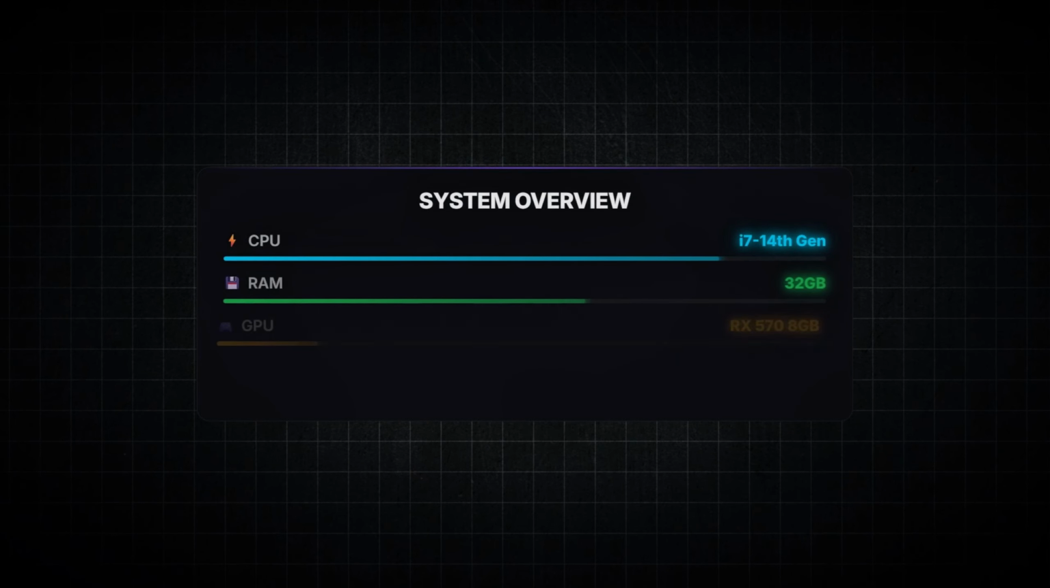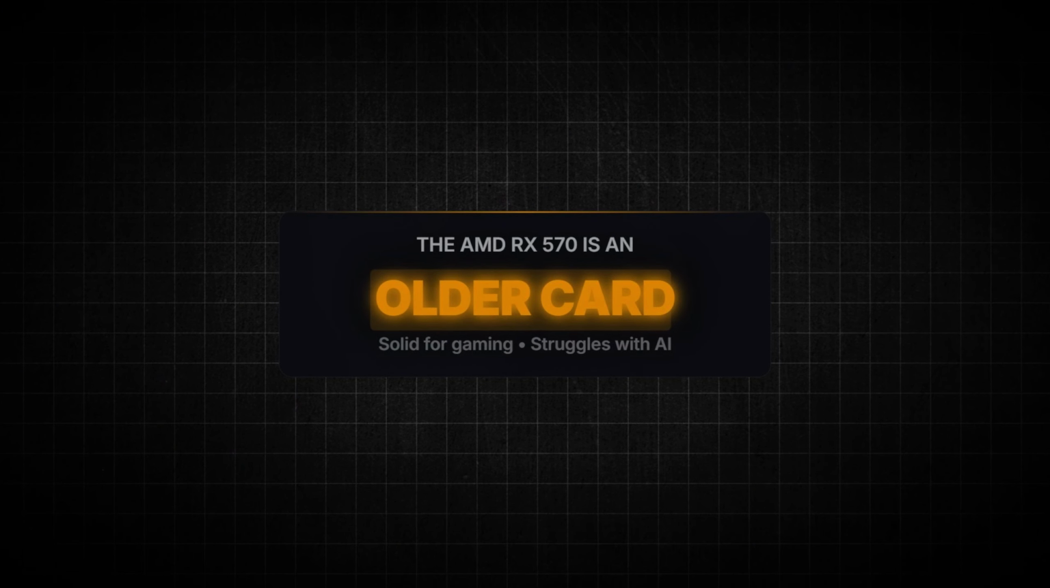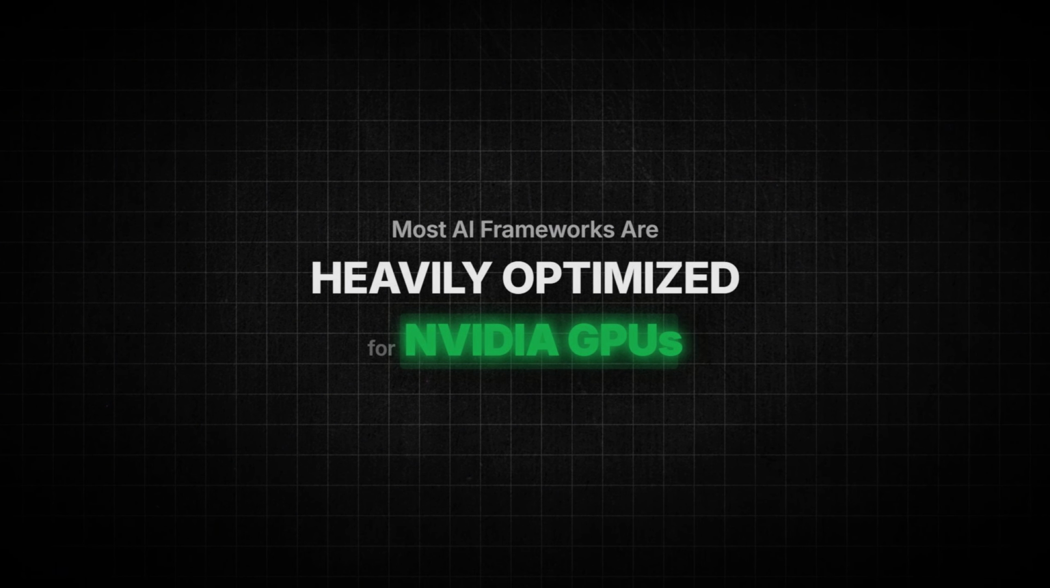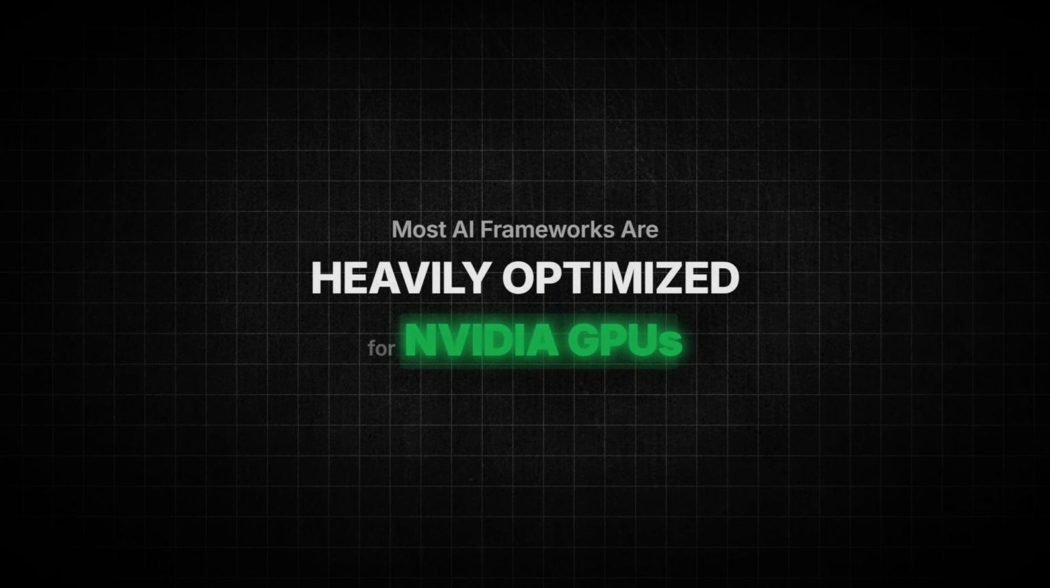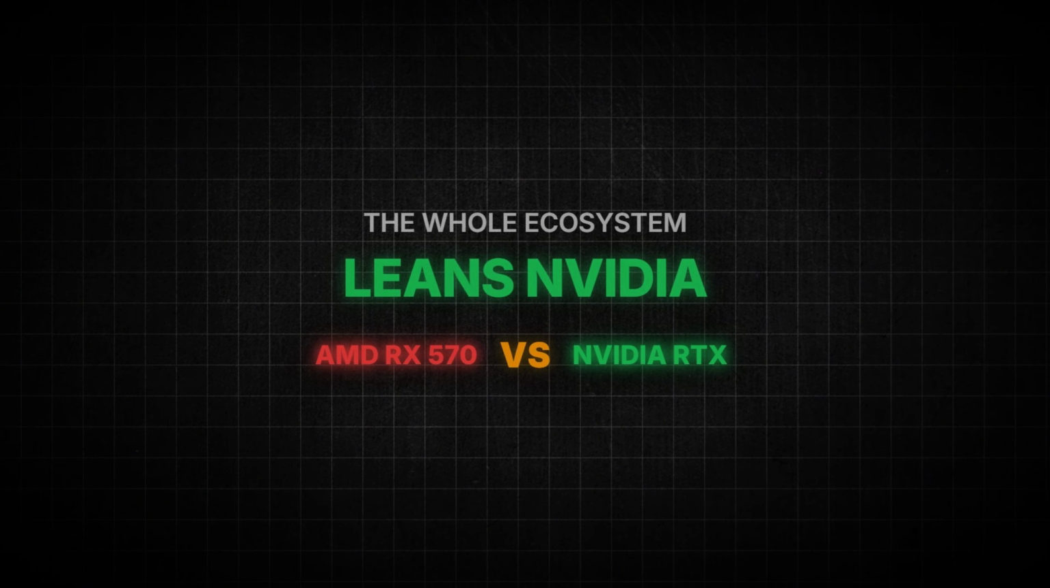Now, here's the honest truth about this setup. The RX 570 is an older AMD card. It's a solid card for gaming and everyday tasks, but when it comes to AI workloads, most local AI frameworks are heavily optimized for NVIDIA GPUs. CUDA support, tensor cores, the whole ecosystem just leans NVIDIA.